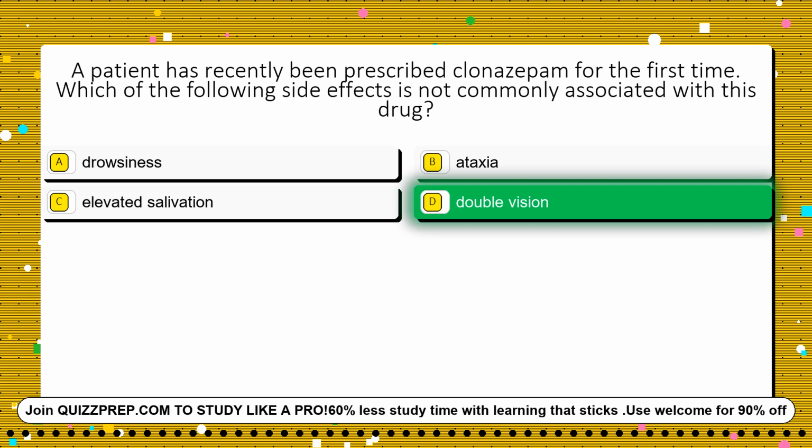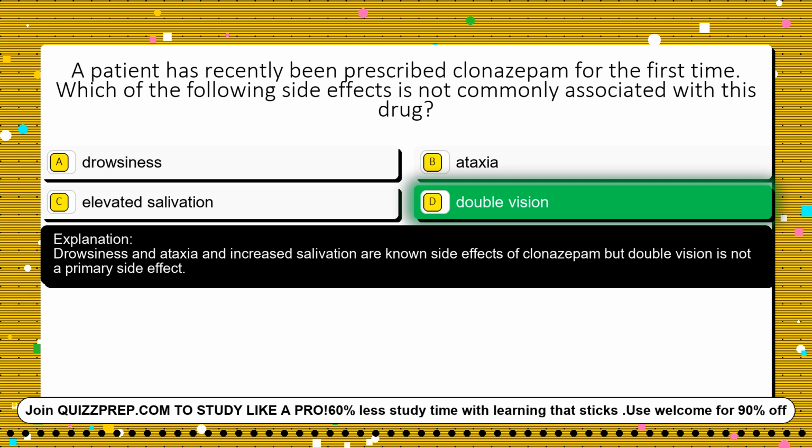The correct answer is option D, double vision. Drowsiness and ataxia and increased salivation are known side effects of clonazepam, but double vision is not a primary side effect.